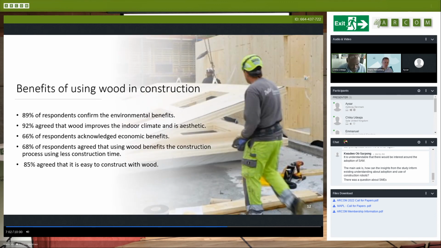Generally, 83% confirm significant benefits linked to wood in construction, indicating their positive attitudes and also tendency to use more wood. 89% confirmed the environmental benefits and 92% agreed that wood improves the indoor climate and aesthetic, while 60% acknowledged economic benefits and 68% agreed that wood benefits the construction process with less construction time, and 85% agreed that it's easy to construct with.